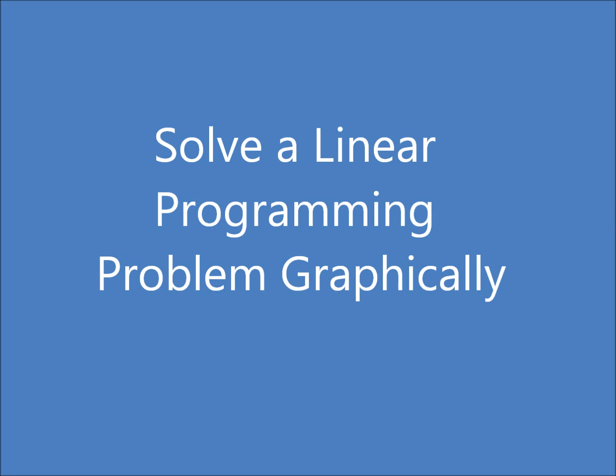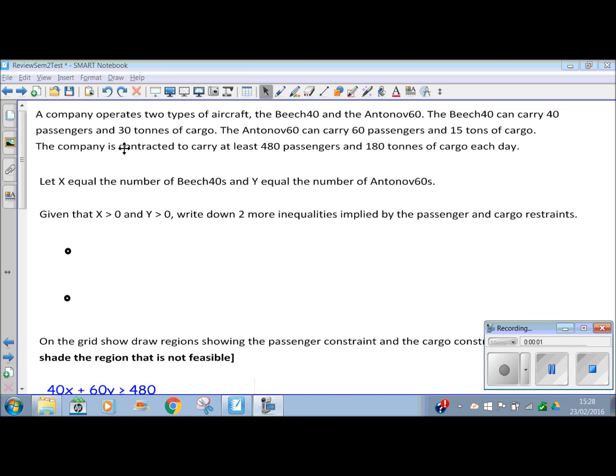I'm going to show you how to solve the linear programming problem that was set on the mid-semester test. The problem is about two types of aircraft, the Beech 40 and the Antonov 60. The Beech 40 can carry 40 passengers and 30 tons of cargo. The Antonov 60 can carry 60 passengers and 15 tons of cargo.